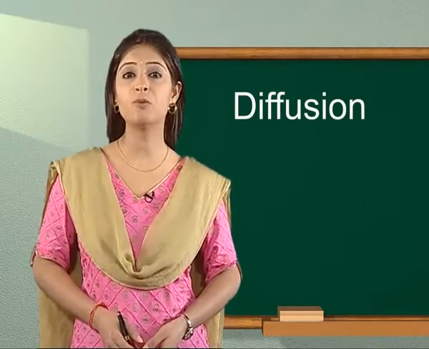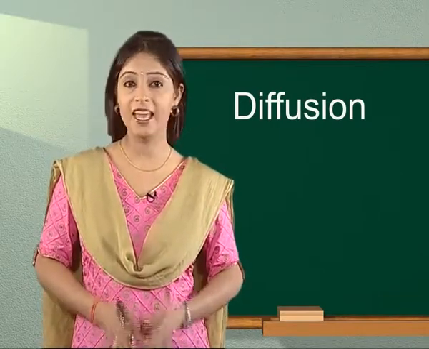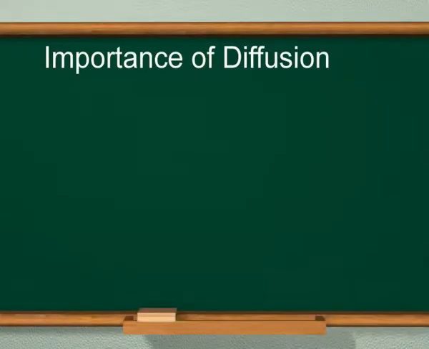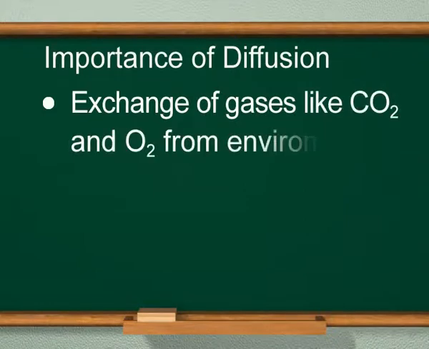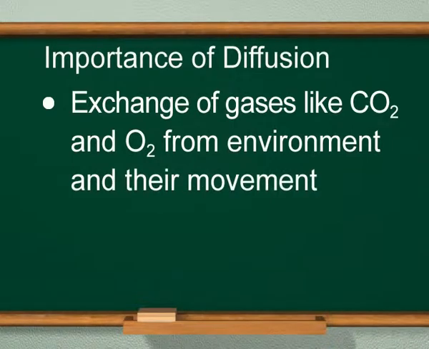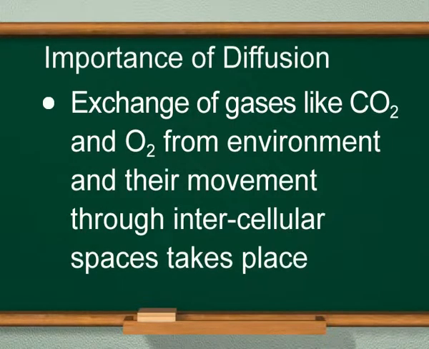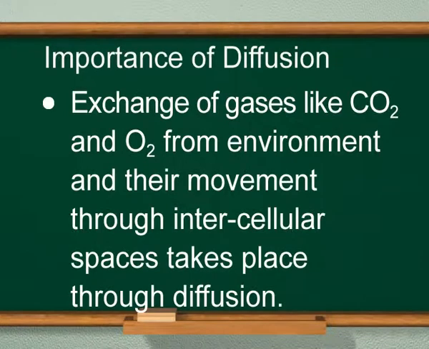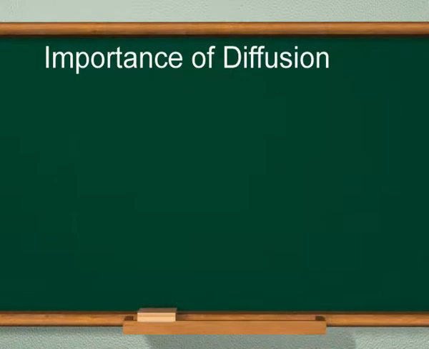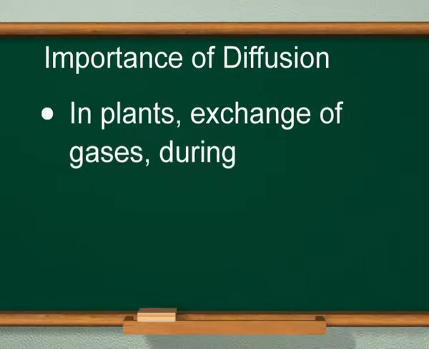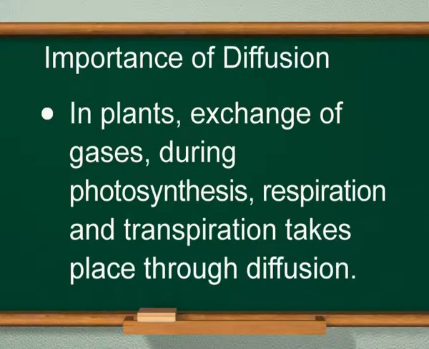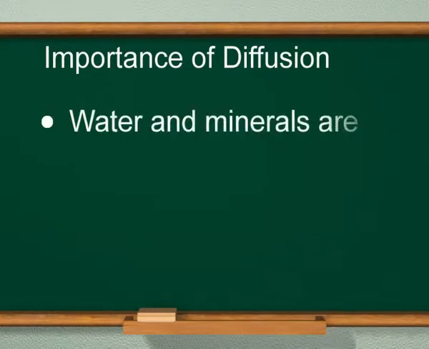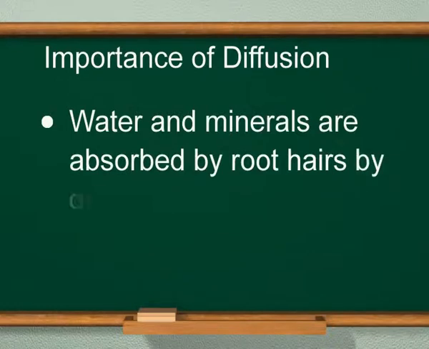You must be keen to know more about the importance of diffusion. Let us list them. Importance of diffusion. Exchange of gases like carbon dioxide and oxygen from environment and their movement through intercellular spaces takes place through diffusion. In plants, exchange of gases during photosynthesis, respiration and transpiration takes place through diffusion. Water and minerals are absorbed by root hairs by diffusion.